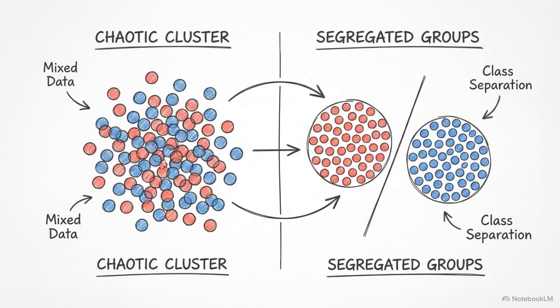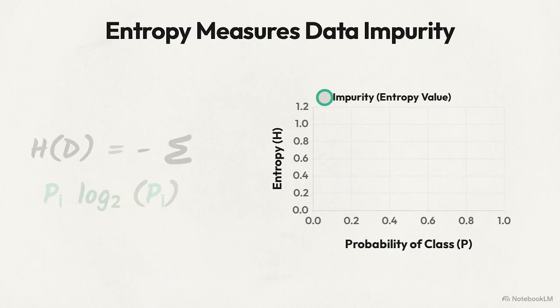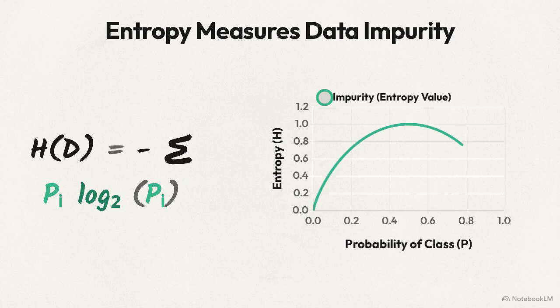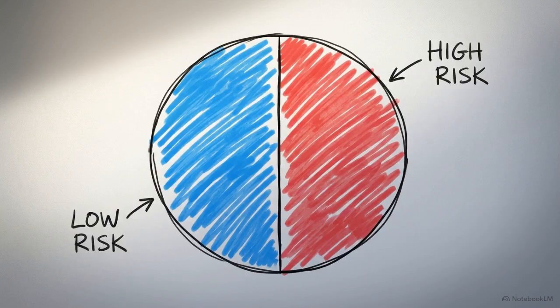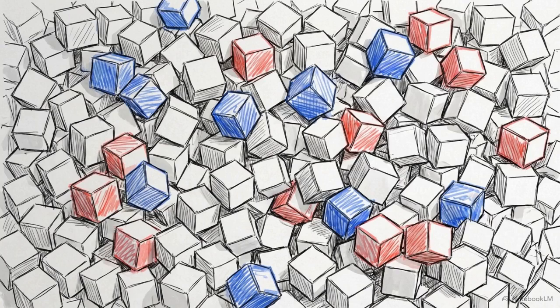To solve this, the algorithm relies on information theory to quantify the randomness in a dataset. This is the formula for entropy. It calculates the sum of the class probabilities multiplied by their base 2 logarithms. The curve shows that entropy peaks at maximum unpredictability. It drops to precisely 0 when the data is perfectly pure. For example, if a node contains exactly 50 low-risk cases and 50 high-risk cases, what is the calculated entropy? The math evaluates to an entropy of exactly 1. Because the classes are equally distributed, the node is in a state of maximum impurity.